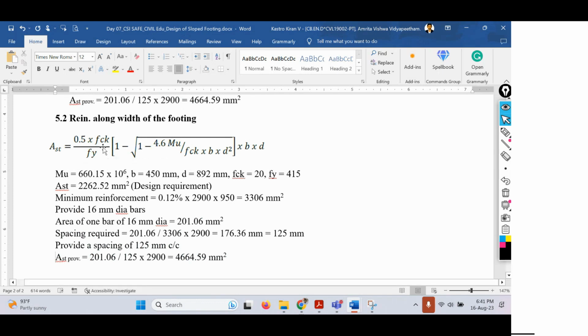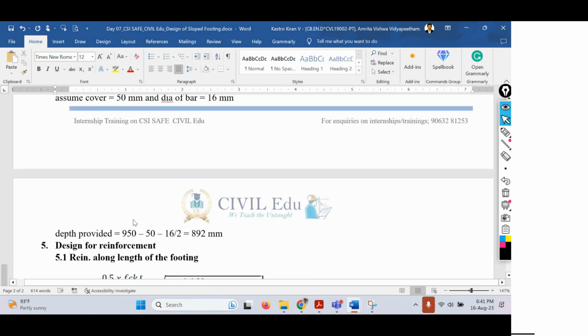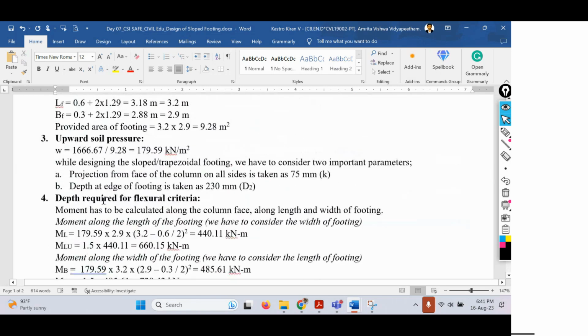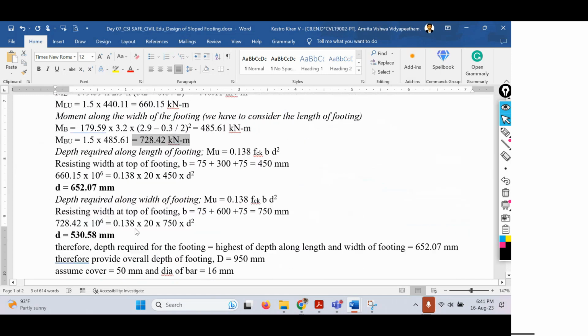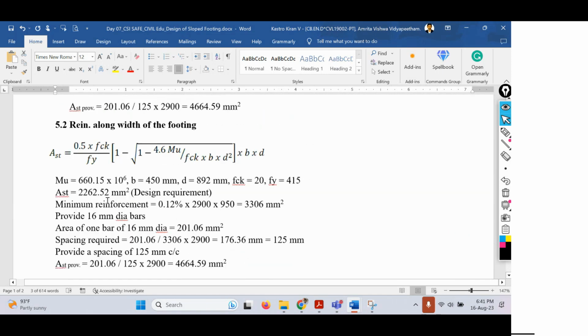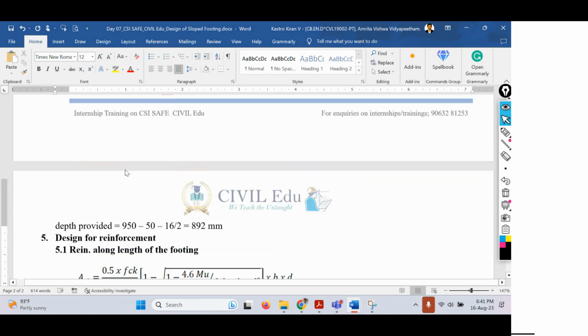Right. So AST formula we know. So first we are finding out the reinforcement along width of the footing. So here Mu value will get changed. That is moment along width of the footing. So what is moment along width of the footing? 728.42. So 728.42 into 10 power 6 into B. What is B? B is width of the footing.